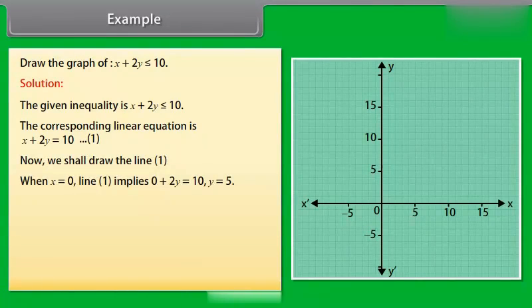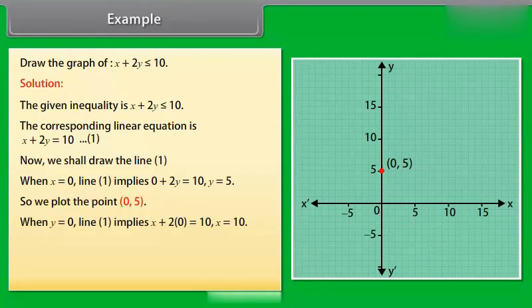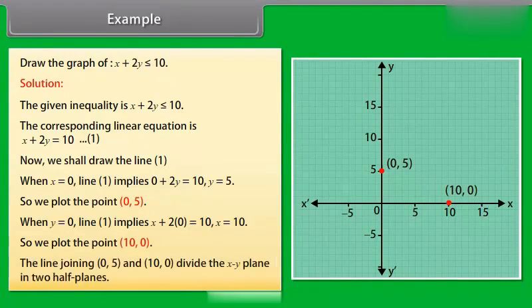When x is equal to 0, line 1 implies 0 plus 2y is equal to 10, so y is equal to 5. So we plot the point (0, 5). When y is equal to 0, line 1 implies x plus 2 into 0 is equal to 10, so x is equal to 10. So we plot the point (10, 0). The line joining (0, 5) and (10, 0) divides the xy plane into two half planes.